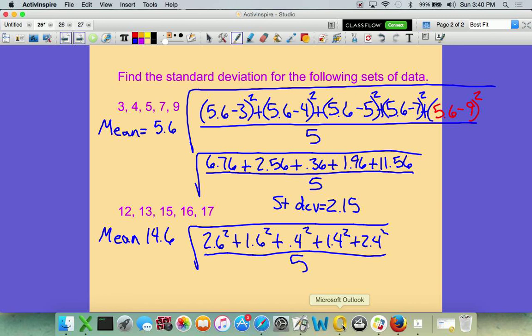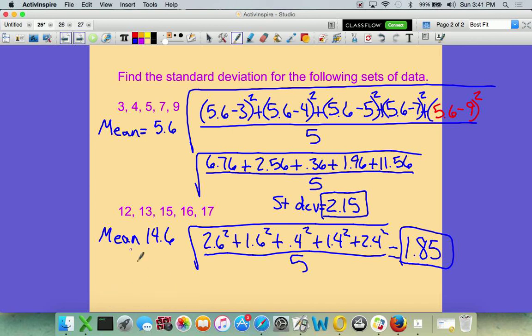So let's do that really quick. Alright, so 2.6 squared plus 1.6 squared plus 0.4 squared plus 1.4 squared plus 2.4 squared gives us an answer of 17.2. Divide by 5 gives us 3.44. And then taking the square root of that gives us 1.85. So what this tells us is, because this is smaller than our previous one, that these are more stacked together than these last ones were. And if you look at that, that's really the case, isn't it?